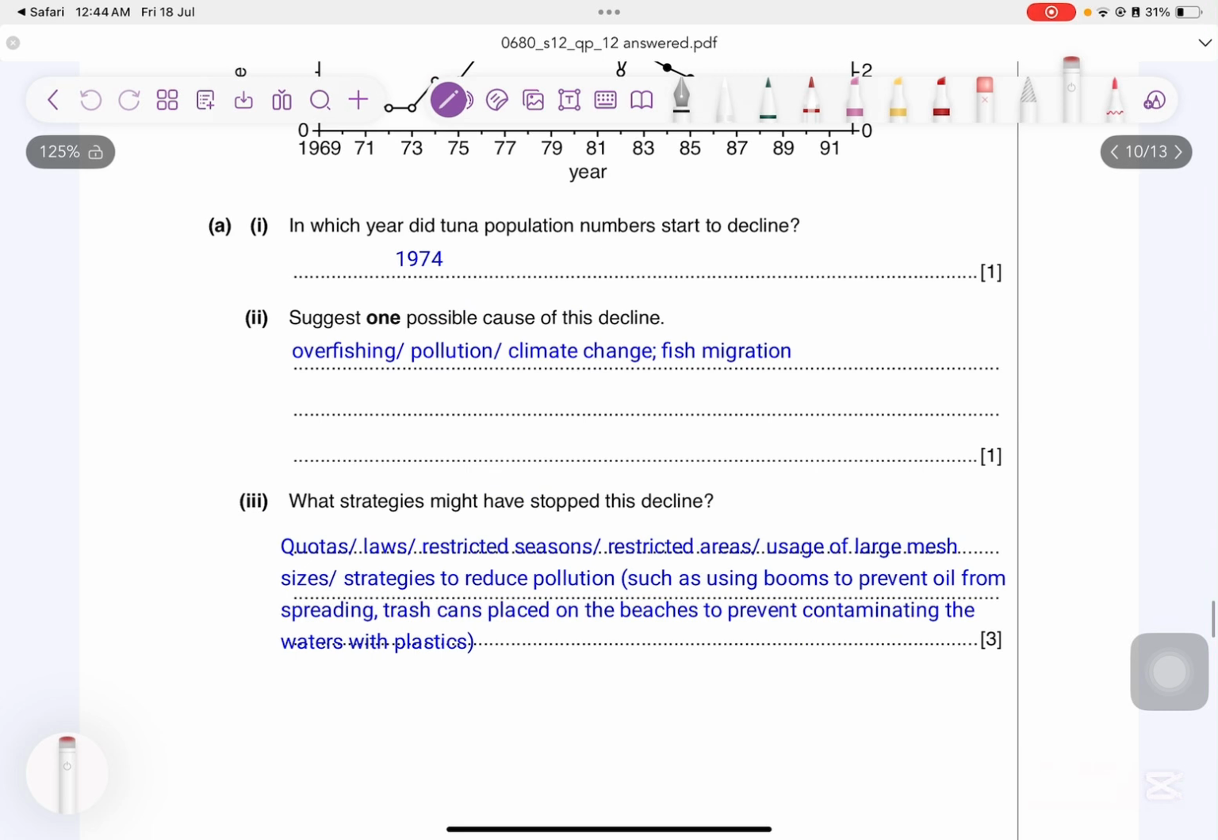What strategies might have stopped this decline? Laws, quotas, restricted seasons and restricted areas. Restricted seasons are the breeding seasons. Usage of large mesh instead of small ones to allow the little fish to escape so they could grow up and breed more. Strategies to reduce pollution: using booms to prevent the oil from spreading, or trash cans placed on beaches to prevent contaminating the waters with plastics, which can suffocate the fish when ingested.